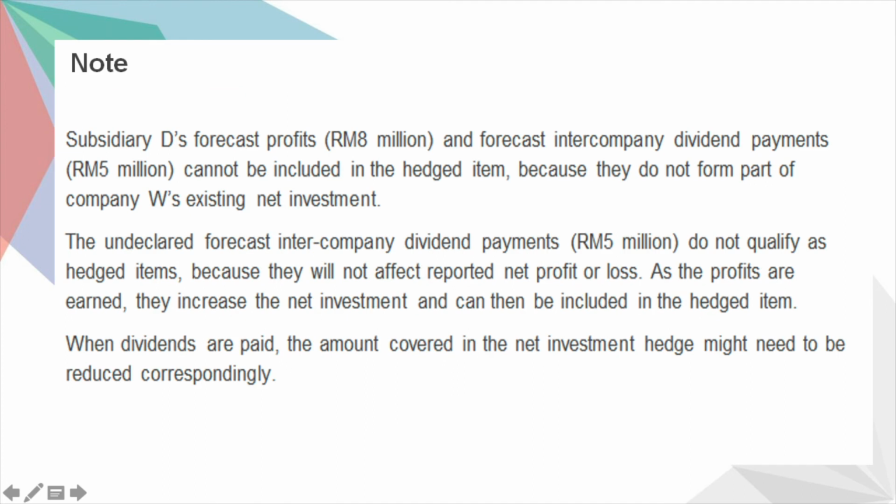Next is Subsidiary D's forecast profit, which is 8 million ringgit Malaysia, and the forecast intercompany dividend payment of 5 million ringgit Malaysia, which cannot be included in the hedged item because they do not form part of Company W's existing net investment. The undeclared forecast intercompany dividend payment of 5 million ringgit Malaysia does not qualify as a hedged item because it will not affect reported net profit or loss. As the profits are earned, they increase the net investment and can be included in the hedged item. When dividends are paid, the amount covered in the net investment hedge might need to be reduced correspondingly.